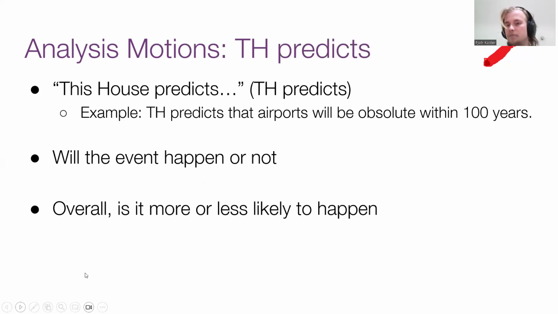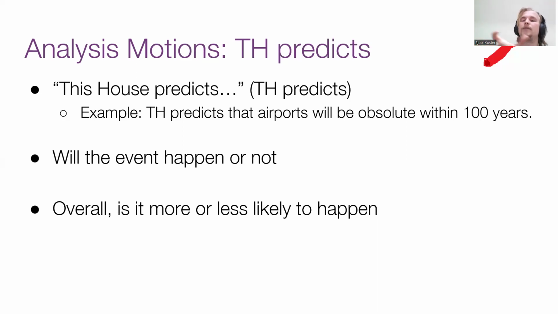Now we're going to get into the two spicy motions, which are relatively new. So you have this House predicts motions. This House predicts are just about, is it likely that the event will happen or not? So is it likely that airports will be obsolete within 100 years? And the question that you need to ask yourself is, given all the information in the debate, do I think it is more likely or less likely?